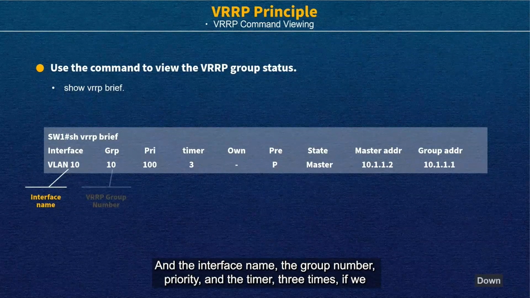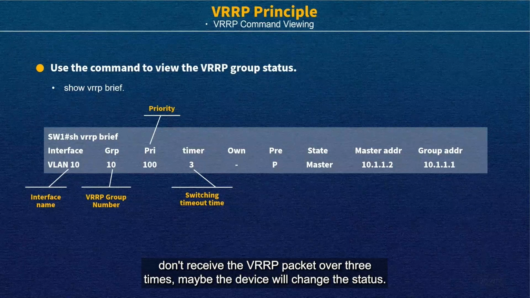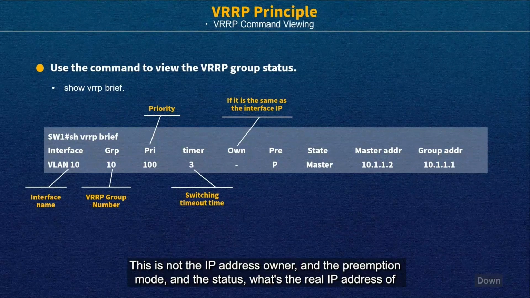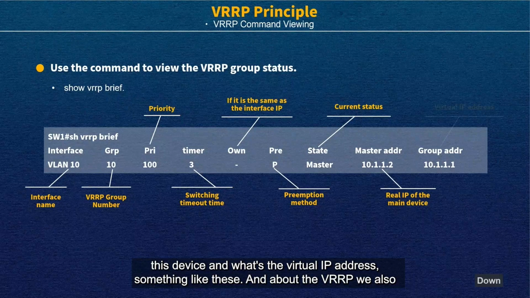And the interface name, the group number, priority, and the timeout. If we don't receive the VRRP packets for over 3 times, maybe the backup will change the status. This node is the IP address owner, and the preemption mode and the status. What's the real IP address of these devices and what's the virtual IP address, something like this.